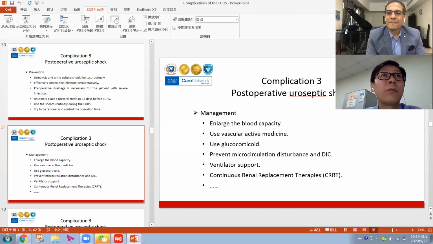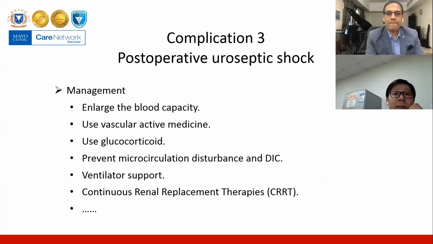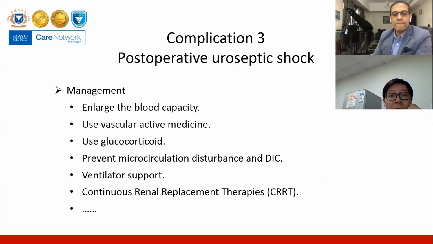Okay. If uroseptic shock occurred unfortunately, I think we should immediately enlarge the blood capacity and use vasoactive medicine and use glucocorticoid to prevent the microcirculation disturbance and prevent DIC. And if the patient needs ventilator support or continuous renal replacement therapy, we should supply it. But these are the management for the ICU doctors, I think.